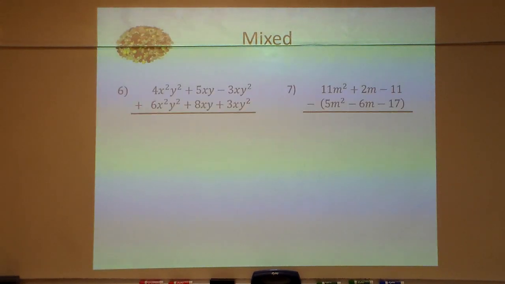Okay, here we have a mixed assortment. You don't know what you're going to have. So these are not going to be done with the calculator method, but particularly notice they are lined up exactly. I have x squareds and y squareds. I can add these together.